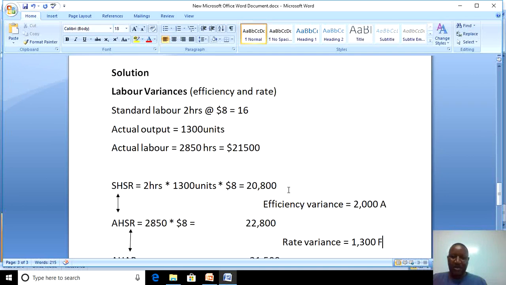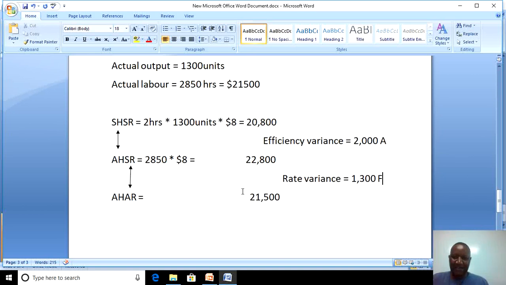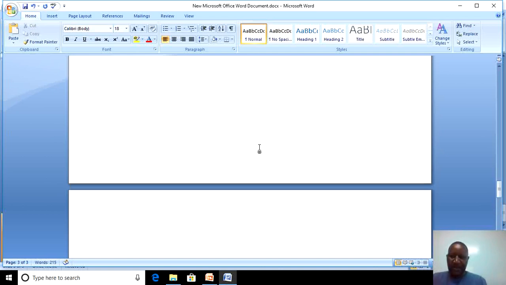Let's move on to the last part, variable overheads variances. That's the last part I'm dealing with in today's video. You have to look out for the next video where I'll do the other types of variances. So let's see, better to work it out on the next page. So we are dealing with the variable overheads variances.